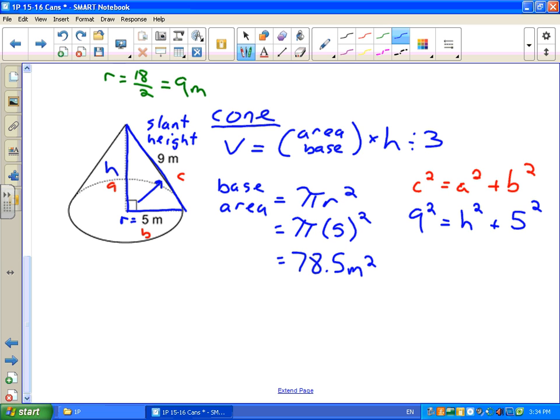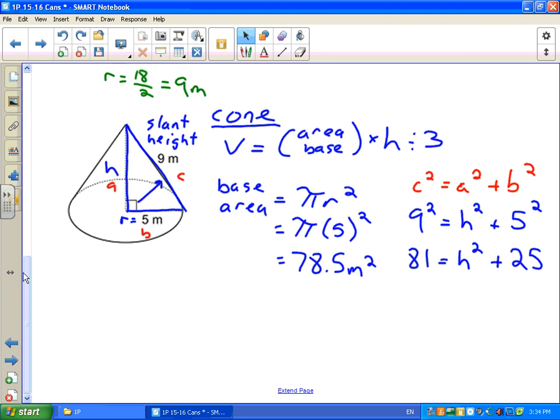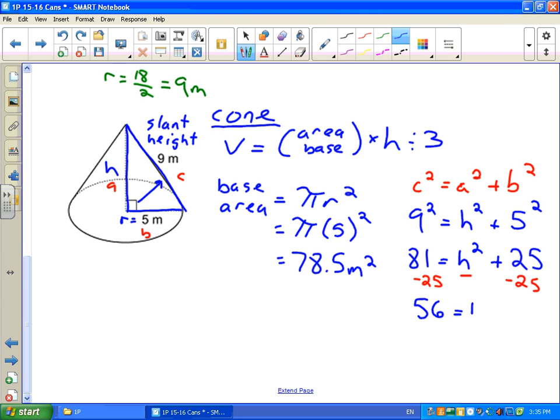And now we can solve this. 9 squared is 81. We'll still have h squared. 5 squared is 25. We need to subtract 25 from both sides. So we are just going to do minus 25 because we want to get this h all by itself. So that's going to leave us with 56 equals h squared. So h is going to be root 56 or 7.48, punching that into our calculator.